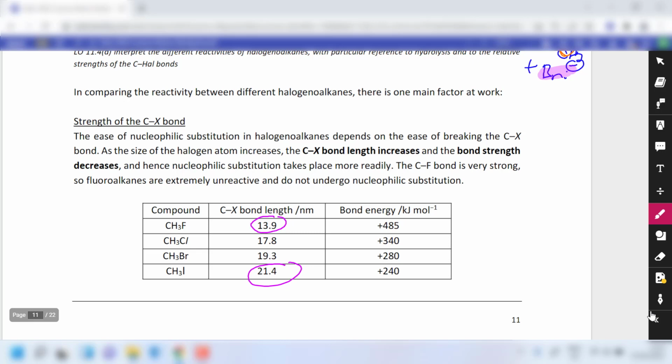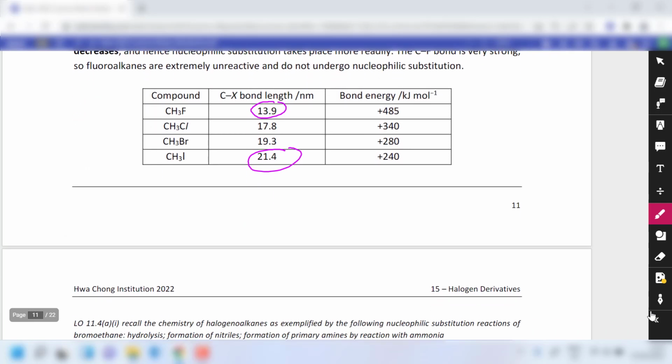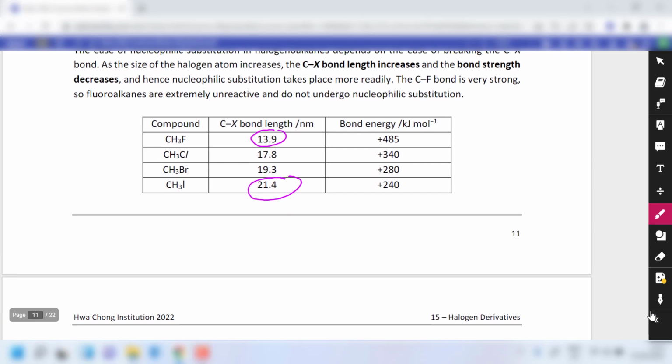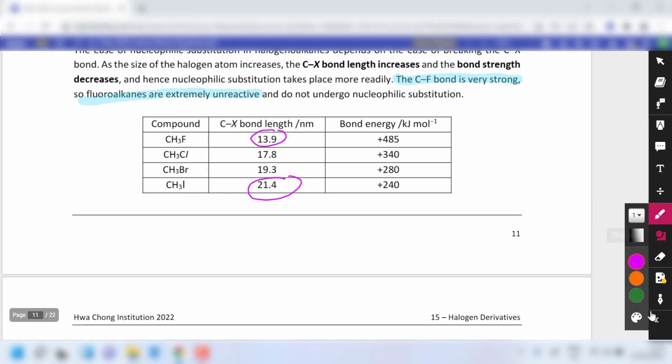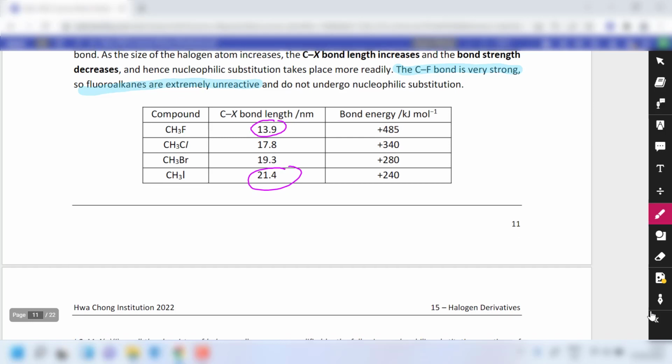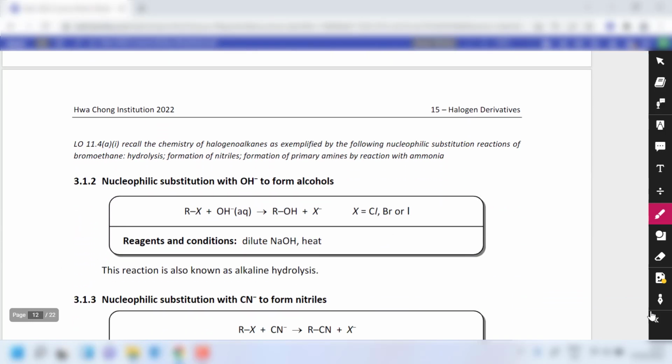carbon and fluorine. Okay, so this actually affects how they react towards nucleophiles. As you have seen from the last line over here, the C-F bond is very strong, so fluoroalkanes are extremely unreactive, and it's difficult to make them undergo nucleophilic substitution.